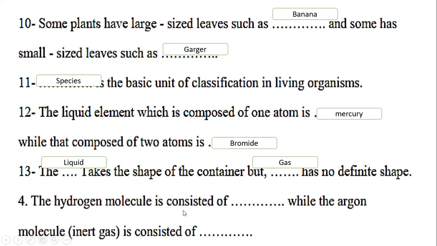So the hydrogen molecule consists of what? While argon molecules, an inert gas, consist of what? So hydrogen molecule consists of two, because hydrogen is an active gas, so it is diatomic. Two hydrogen, diatomic, two atoms here. While argon gas, it is a gas, but an inert gas, so it is monoatomic, or one atom. So hydrogen consists of molecules of two atoms, and this one is one atom.